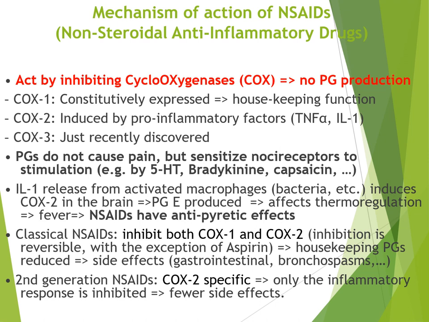Classical non-steroidal anti-inflammatory drugs inhibit both COX-1 and COX-2. Inhibition is reversible with the exception of acetylsalicylic acid, the main name being aspirin. They lead to a decreased level of housekeeping prostaglandins and to the main side effects: gastrointestinal effects and bronchospasm. The second generation of non-steroidal anti-inflammatory drugs, specific to COX-2, inhibit COX-2 selectively, so only the inflammatory responses are inhibited. It means that they have fewer side effects.